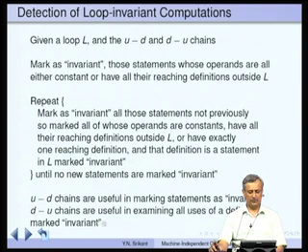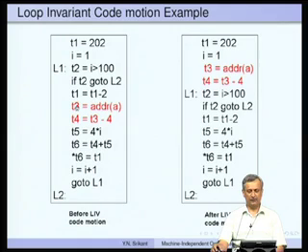Why are DU chains useful? They are useful in examining all uses of a definition marked invariant. So, these are basically tricks in making the algorithm run faster. Once you mark something as invariant, for example, T3, then you can look at all uses of T3, okay, and see whether they can be marked as invariant, if they satisfy the conditions that we have shown. So, this is one simple example of how to detect loop invariants and move them from inside to outside.